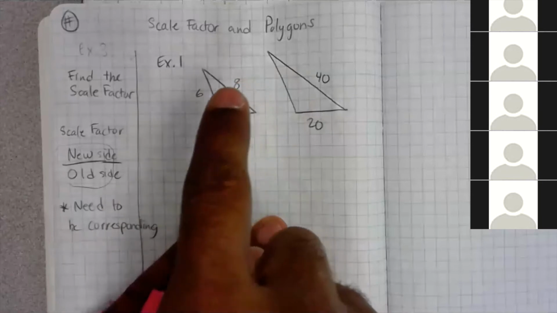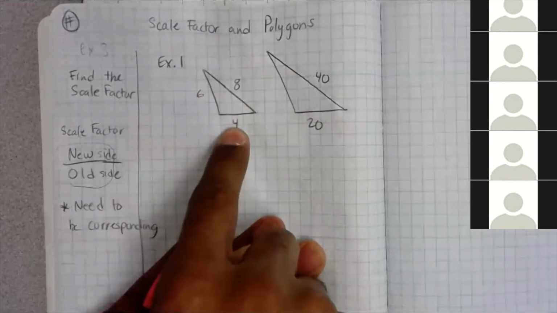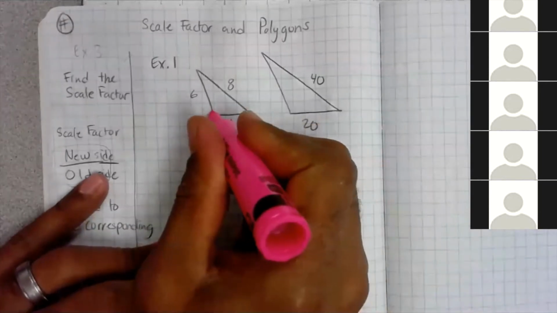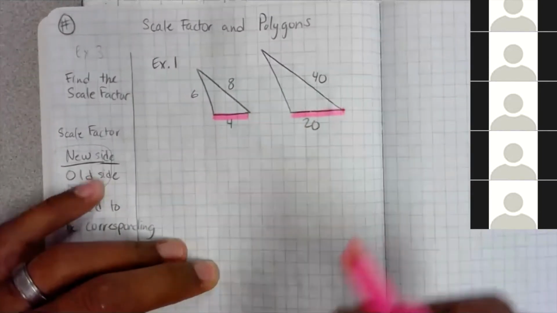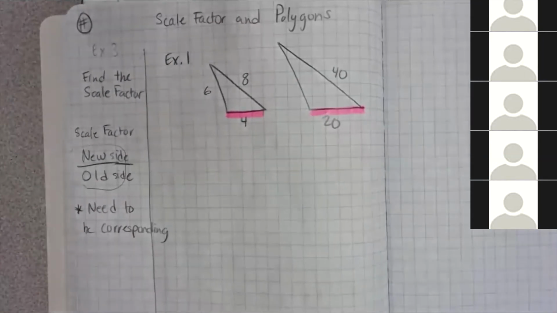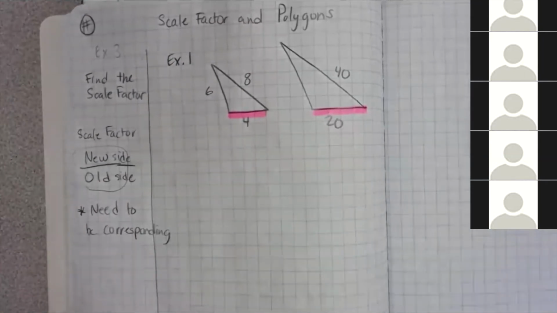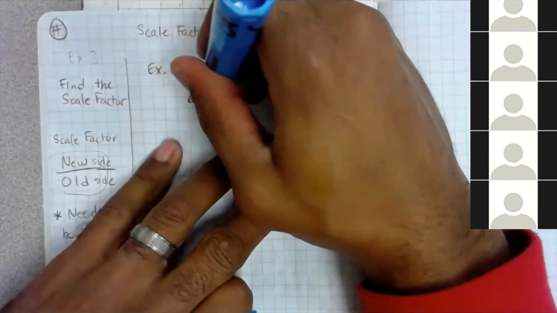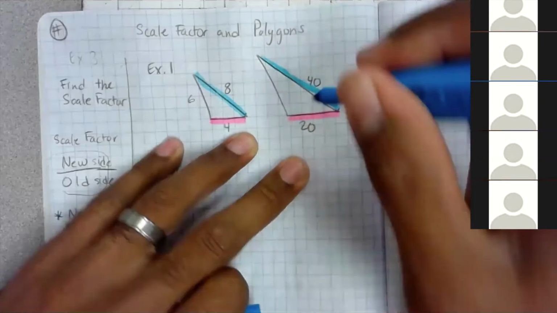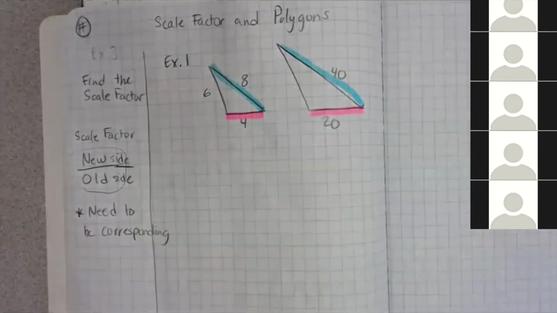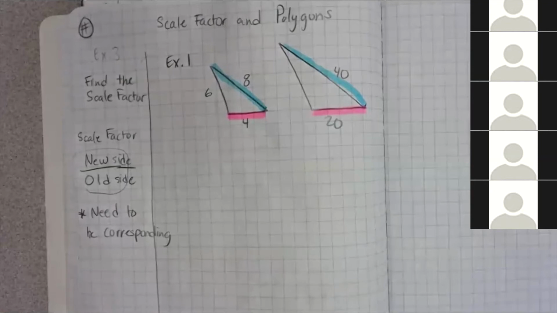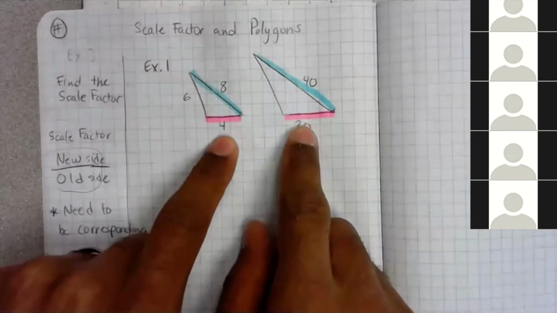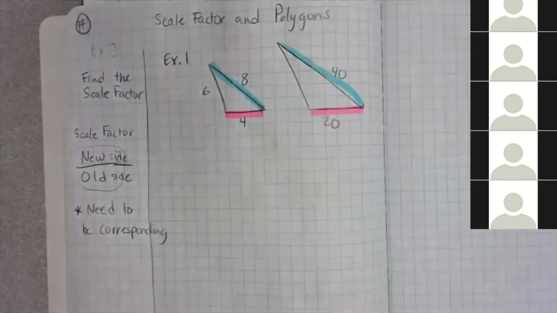Okay, if I look at the 4, that's the number on the bottom, well, that corresponds with 20. So those sides correspond. That's what that means. They basically match. They're the ones that are the same, but obviously in the next triangle, they're bigger. Or on the 8 and the 40, these two sides correspond. So now I can use either these two or these two to find the scale factor. I don't need to use both.